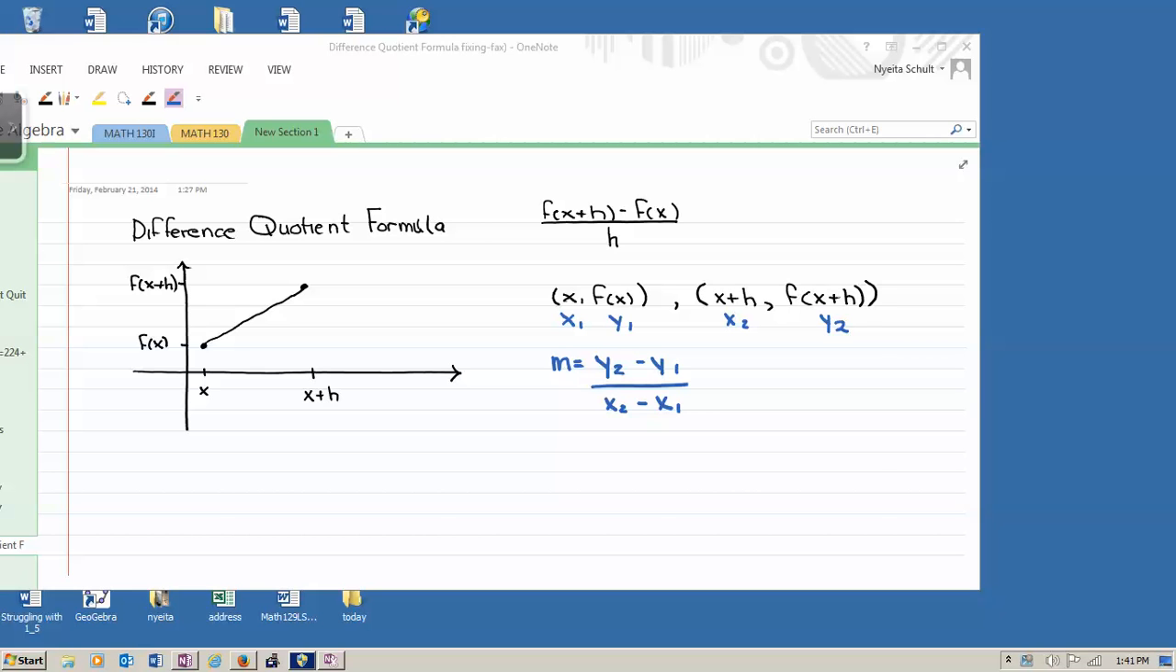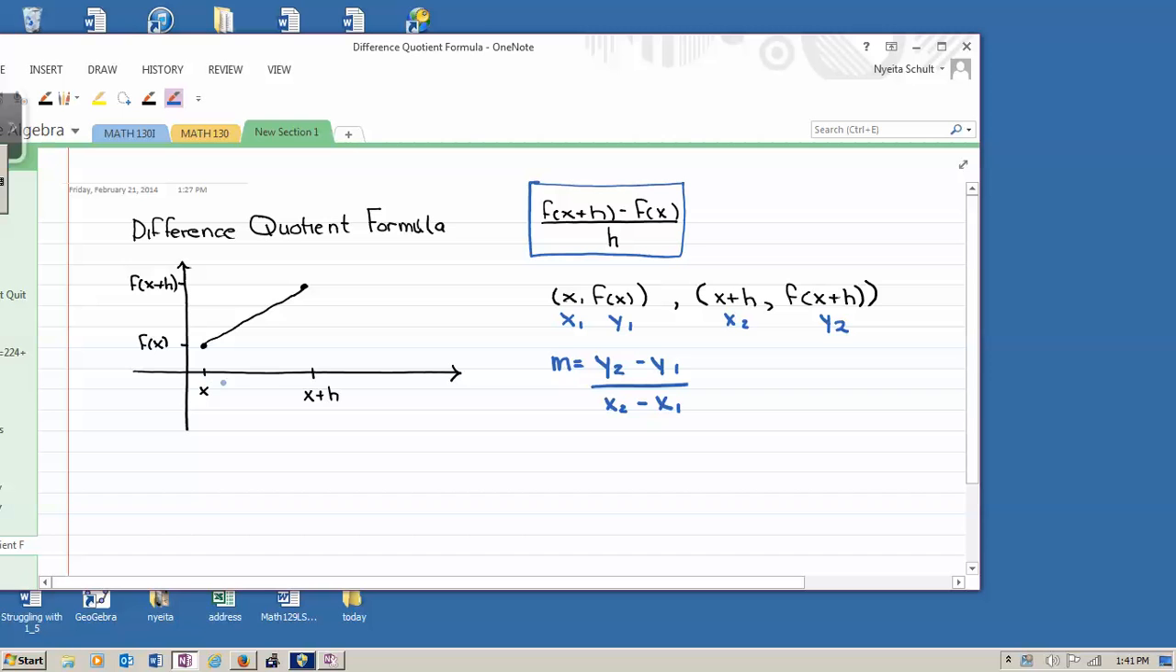So the difference quotient formula is seen here, and it's very much the same as the slope formula. In fact, it is the slope formula. If you take a look at the graph that I've drawn up here, here's the point x, just some x value on the x-axis, and its corresponding f of x coordinate. So we've got the point x, f of x.